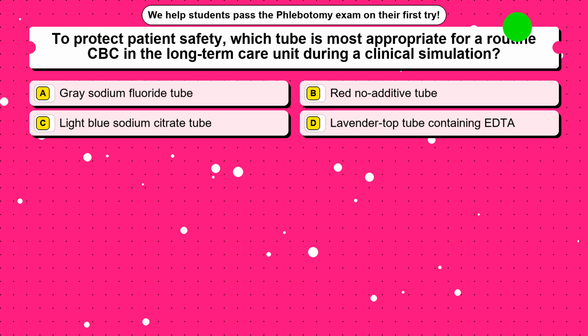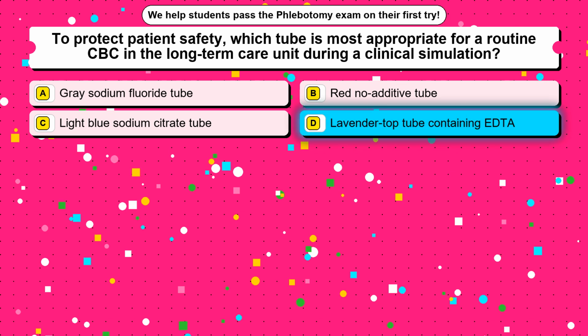Question 20. To protect patient safety, which tube is most appropriate for a routine CBC in the long-term care unit during a clinical simulation? Option A. Gray sodium fluoride tube. Option B. Red no additive tube. Option C. Light blue sodium citrate tube. Option D. Lavender top tube containing EDTA.